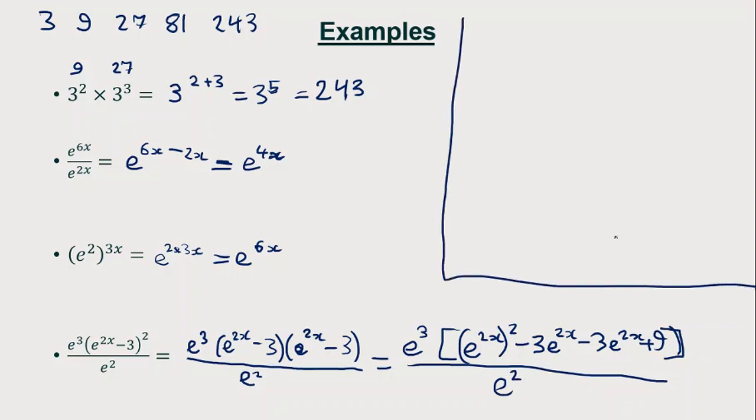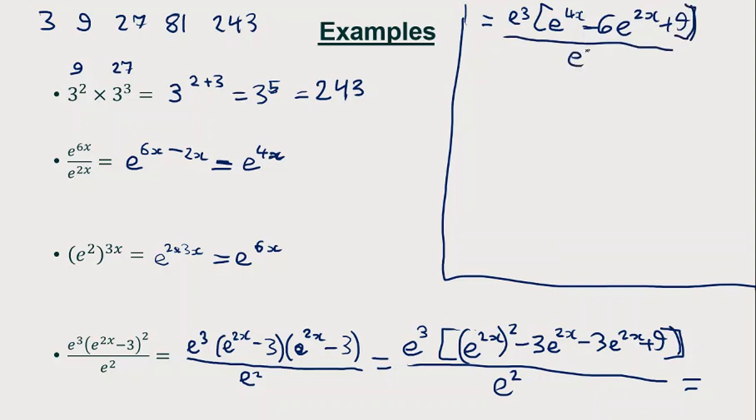Let me just use this space on the slide to continue. So we will have, what is there is e to the power of 3, and in the bracket you will have e to the power of 4x, because I apply the third rule of indices there, multiplying indices together. Then I collected like terms, so I ended up with minus 6e to the 2x, so that's a minus there, and then plus 9, over e to 2x. Bring e to the 3 and multiply it with every term inside of the bracket.